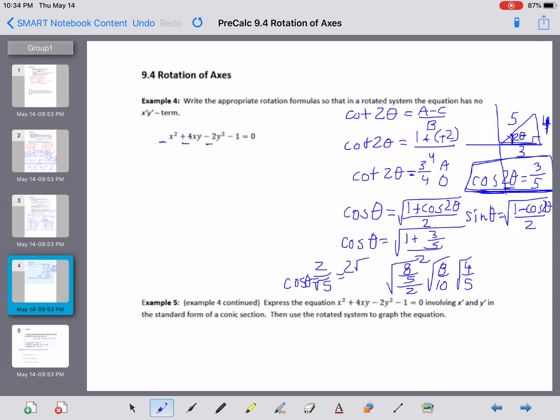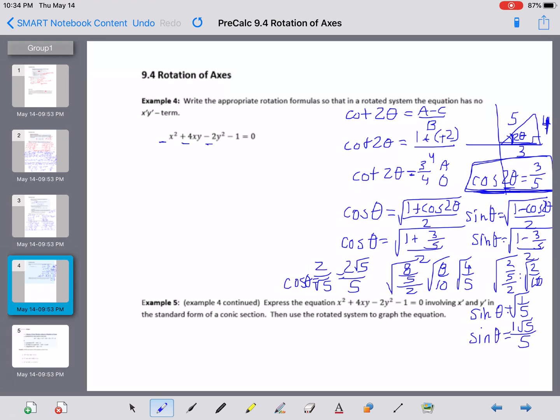Okay, sine of theta. 1 minus 3 over 5 over 2. Well, again, 5 over 5 minus 3 over 5 will leave me with 2 over 5. 2 over 5 over 2 is the same as 2 over 10, which is the same as 1/5. And similar to what we just did, I'm going to rationalize it right away, 1 radical 5 over 5. So there's my sine of theta, radical 5 over 5. My cosine was 2 radical 5 over 5.